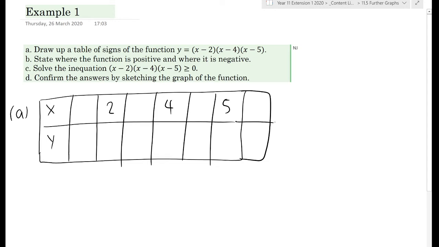Then we need to check signs either side of that to see whether, on the left-hand side of the zero at 2, it is positive or negative. So I'm going to pick some numbers in between these: 3, 4.5, and let's say 10.